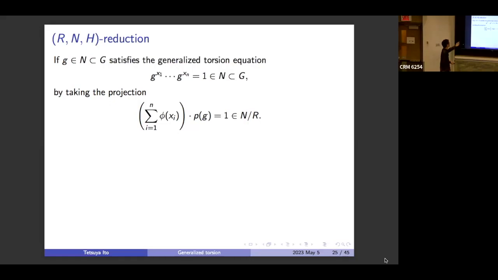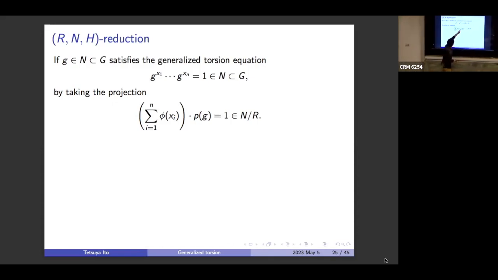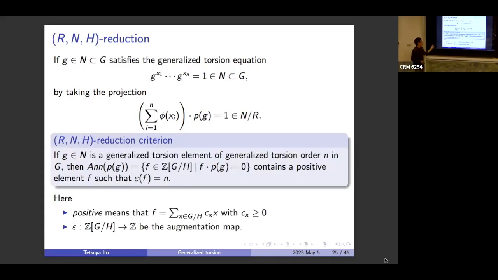Because assume that, in a situation like that, z satisfies the generalized torsion equation. By taking the projection, this equation takes the following form. This means that in abstract form, we get the following criterion.